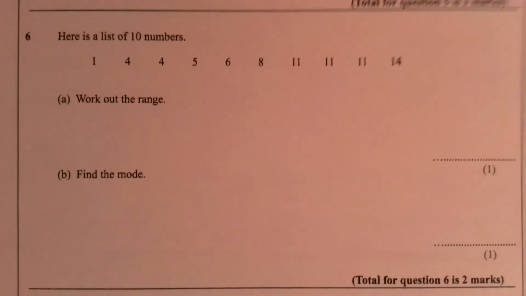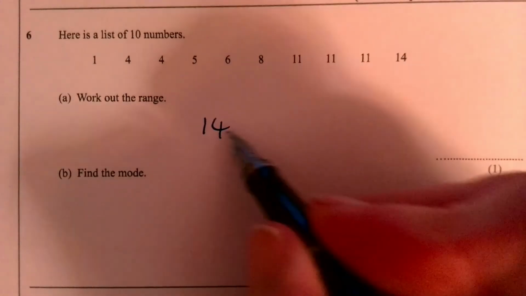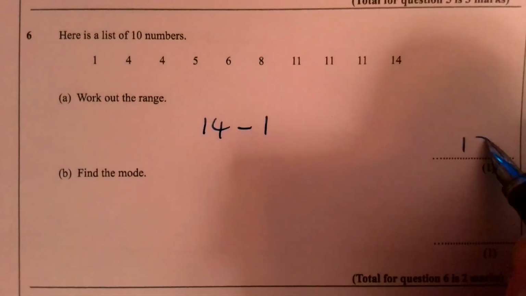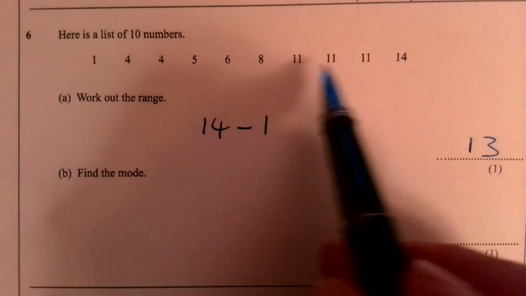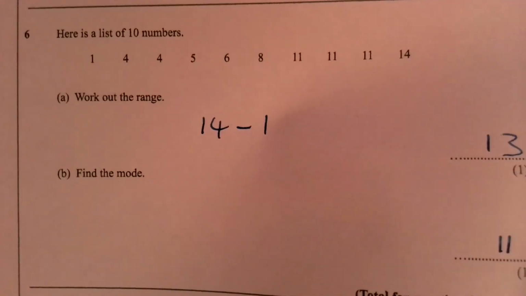Question 6. List of 10 numbers, very similar. Work out the range, find the mode. So your biggest number is 14, your smallest is 1, 14 take 1 is 13. Looking for the mode, I've got 2 4s, but I've got 3 11s, so the mode is 11. Right, one more question for today.